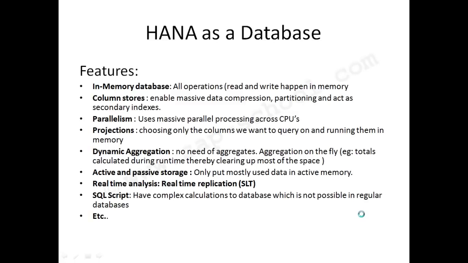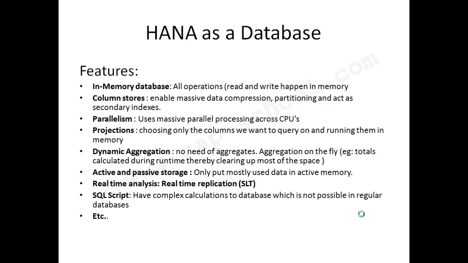Then comes dynamic aggregation, which means that we don't have to have any aggregates. So what does it really mean? In BW and other applications, we have to compute the totals and store them in aggregates. So you have to spend a lot of time filling those aggregates, and a lot of space to store the data in aggregates. We don't have to do all that in HANA because you can do dynamic aggregation. You can do totals on the fly because of the high performance of this HANA database. That's what is meant by dynamic aggregation.